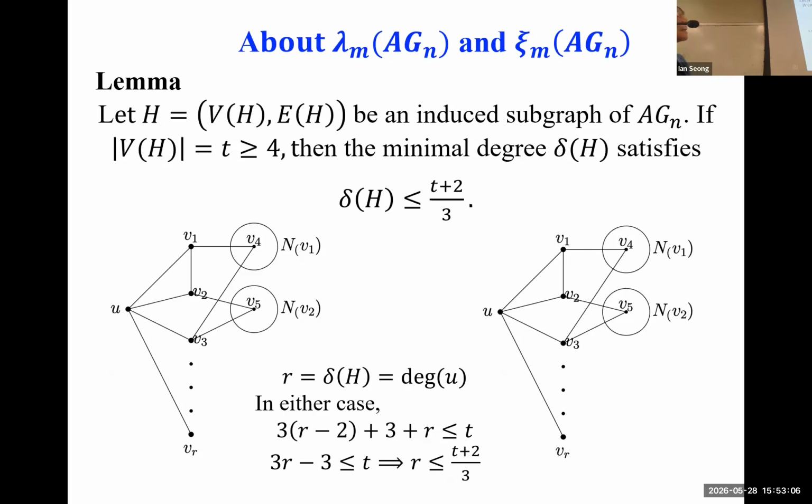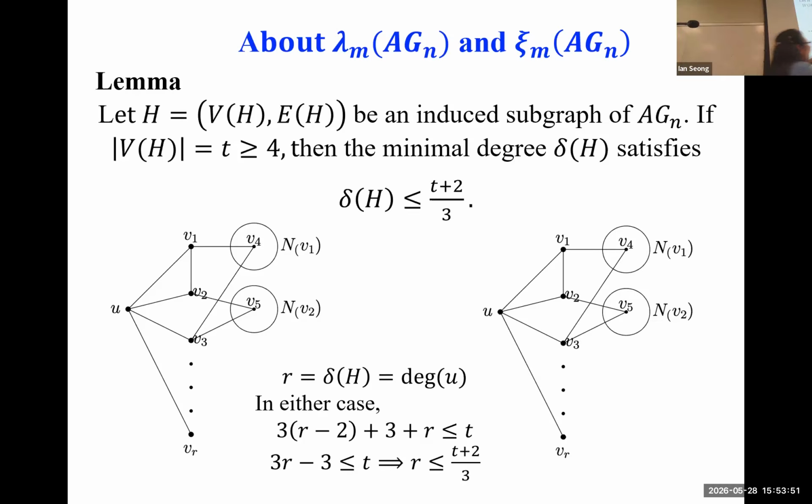This one I will give a better bound for the minimum degree. If you take an induced subset H, then the minimum degree of H is less than or equal to (T plus 2) over C, where T is the order of the graph H. And it's actually using the previous properties. Let's say the minimum degree is R, and you take a vertex U with degree R, so I have R vertices adjacent to U, and then based on the previous property, the neighbors of V1 and V2, if there is an edge in between, they intersect in at most one vertex.